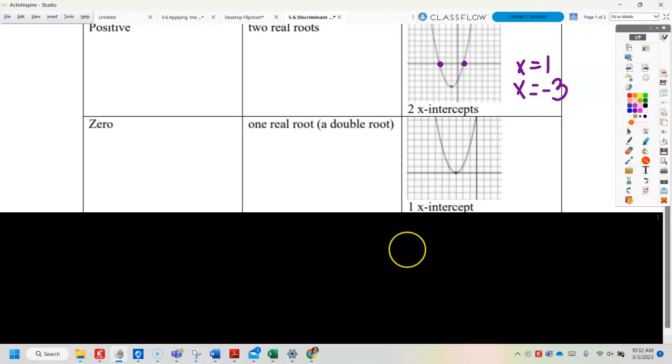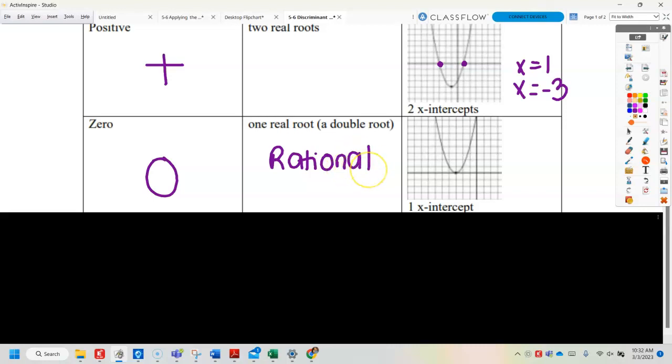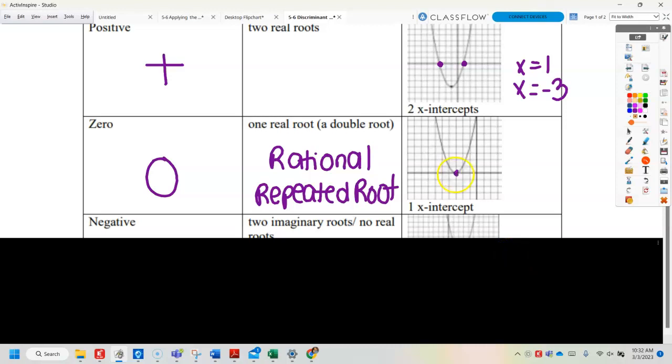If your discriminant value is 0, so again, if it helps, you could put a big plus sign here, a big 0 there, then you are going to get one real root, and it will always be rational. Sometimes I call this a double root, sometimes a repeated root. When the x value is repeated, you will only see one x-intercept on your graph. In this case, that x-intercept is at -3.